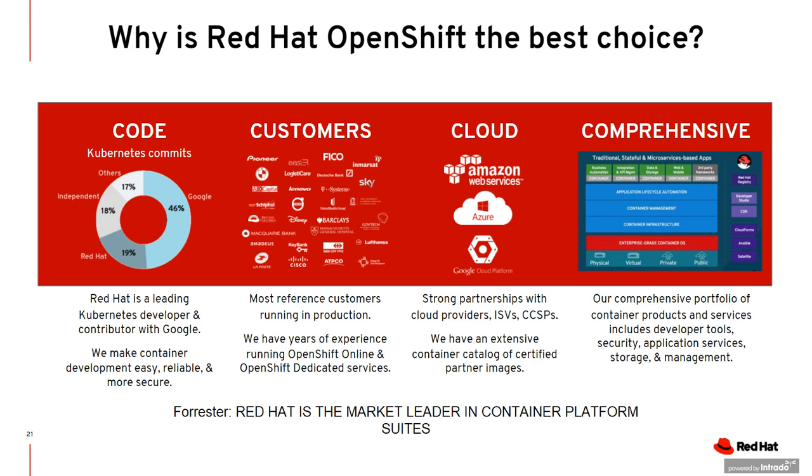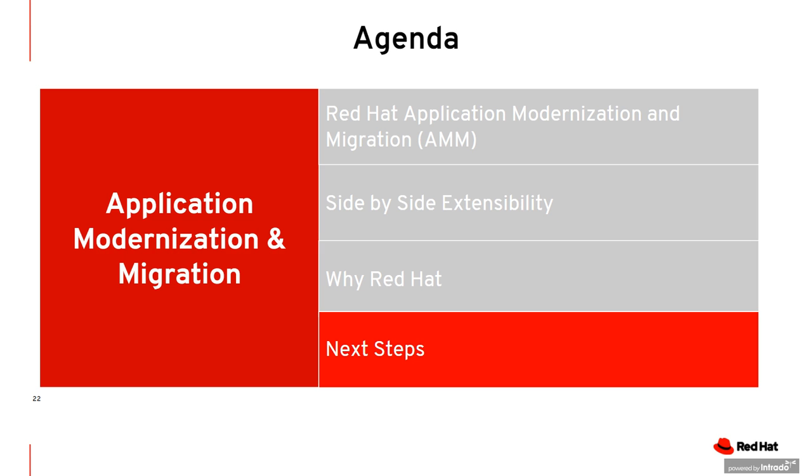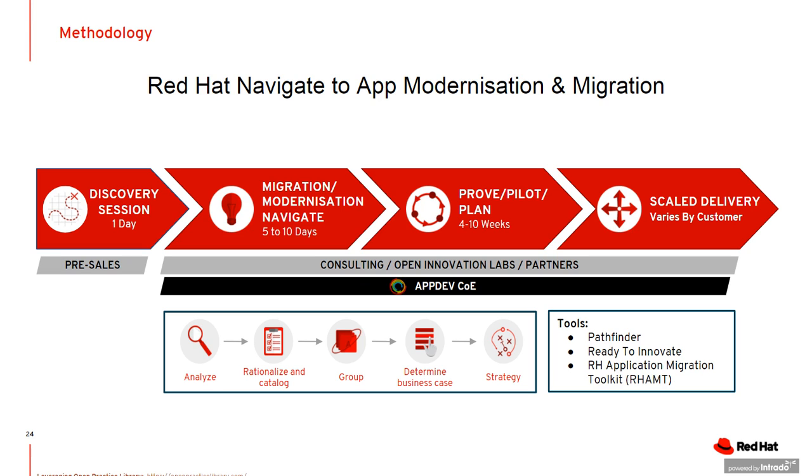Thanks, Gökhan. So, next steps. The question is, where do you begin? Actually, I would prefer, where do we begin? As I said before, we use a methodology, an approach to mitigate risks. The AMM is a step-by-step approach. We start with a discovery session or discovery workshop to understand the customer needs and expectations. We will speak more about this in the next slide.